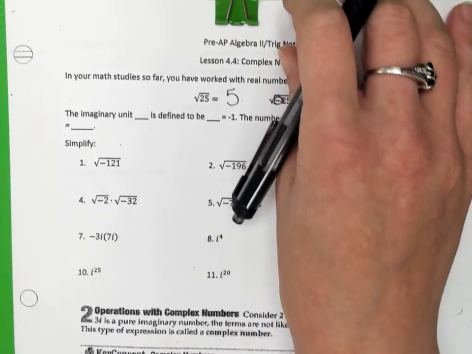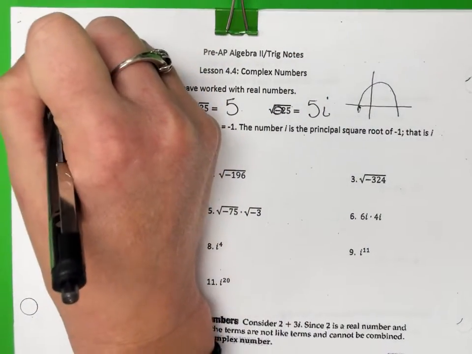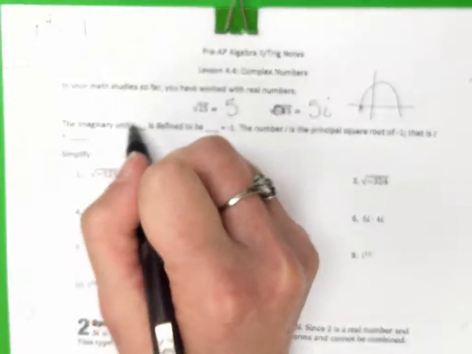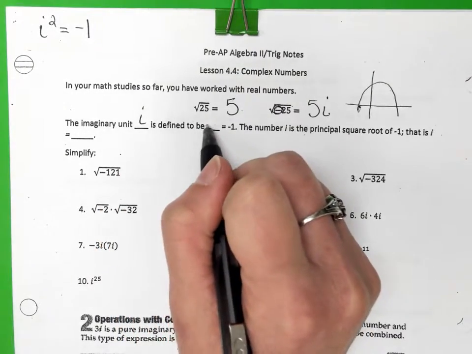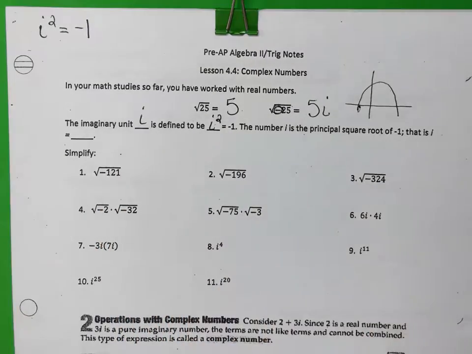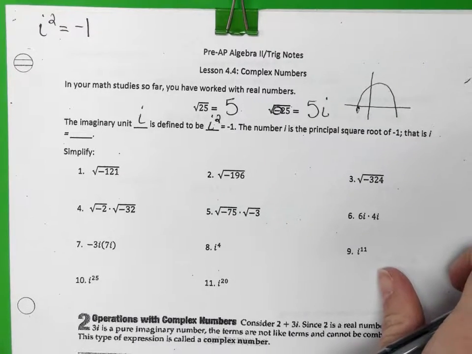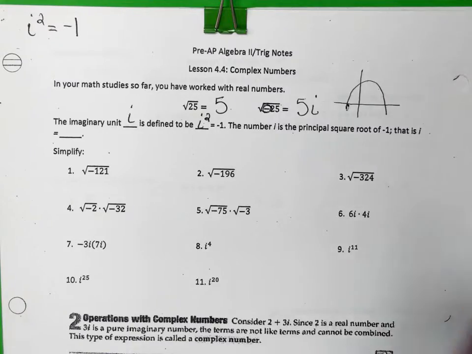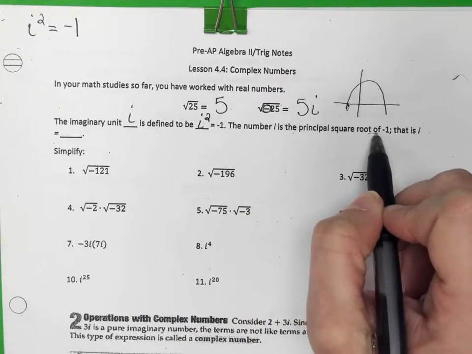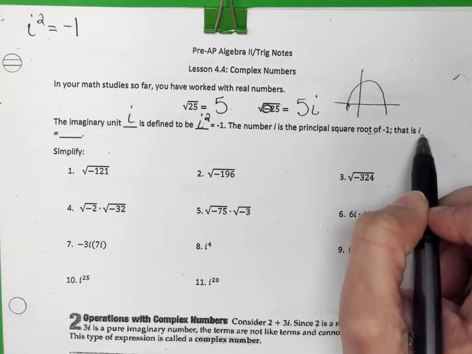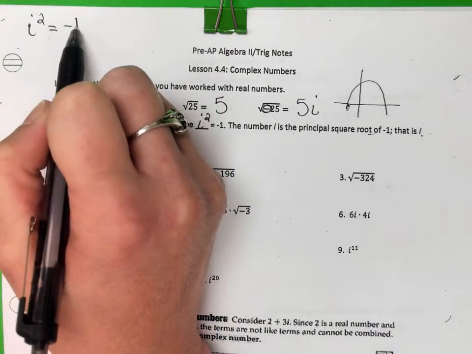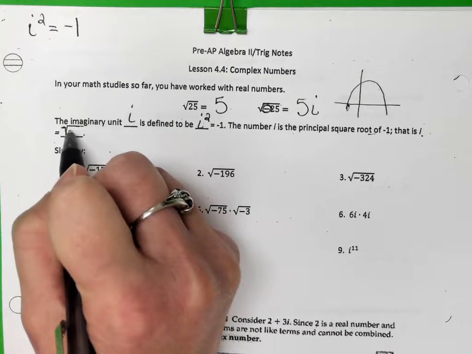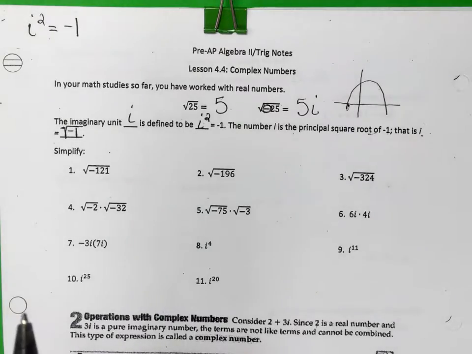So let's remember about i squared. What was i squared? Negative 1. So right here, the imaginary unit i is defined to be i squared equals negative 1. It says the number i is the principal square root of negative 1. That means that if i squared is negative 1, just an i would be the square root. How do you get rid of a square? You square root negative 1.